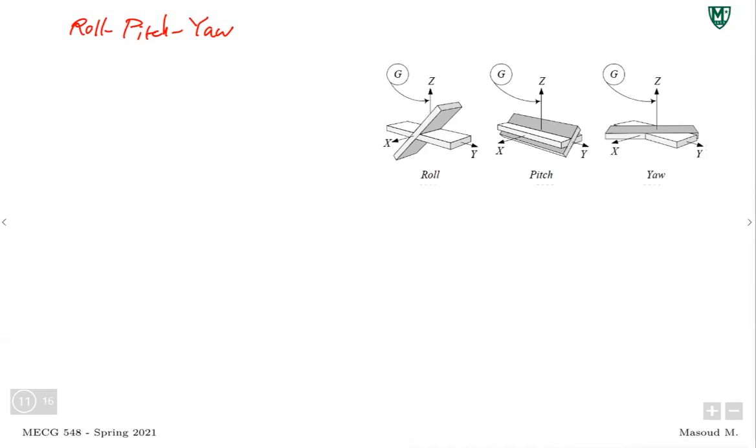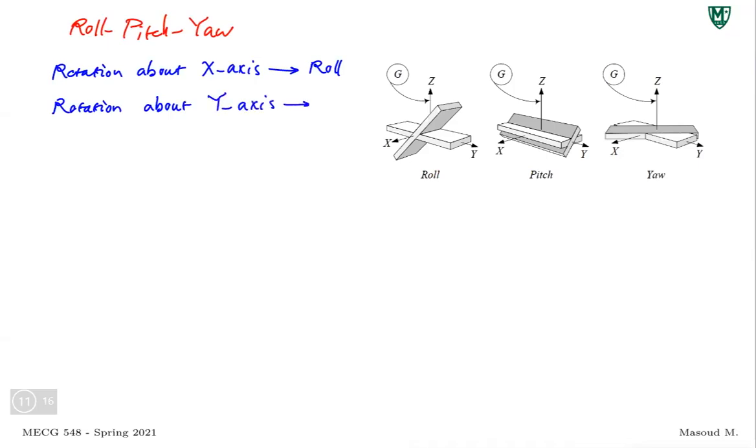Right. So I'll just briefly say, or let's say this way, rotation about the x-axis is roll, rotation about the y-axis is pitch, and then eventually a rotation about the z-axis is yaw. That's pretty much it. I don't really have that much more to add.